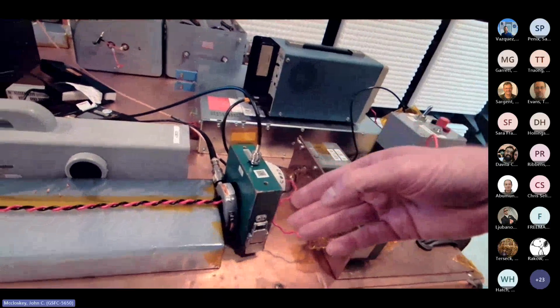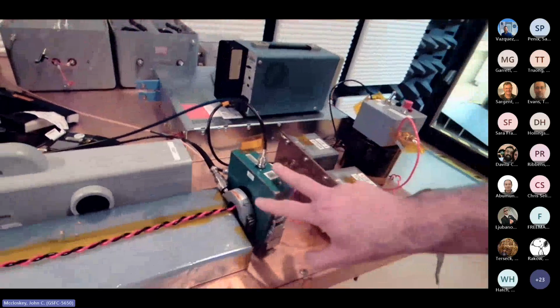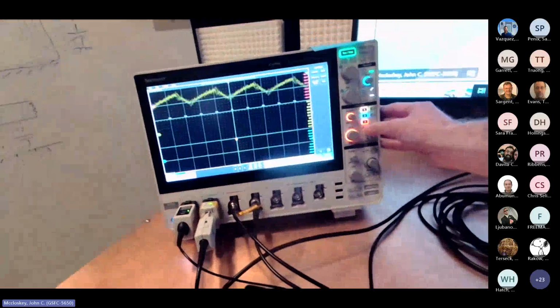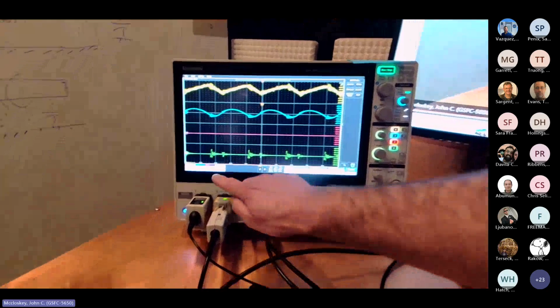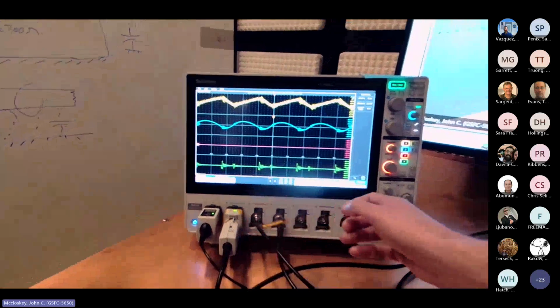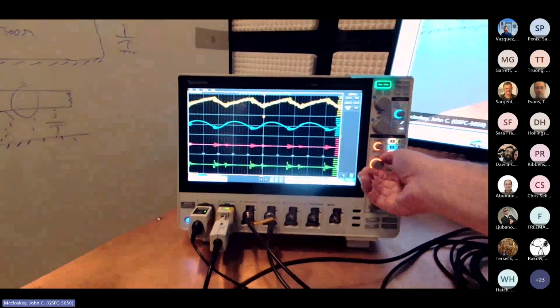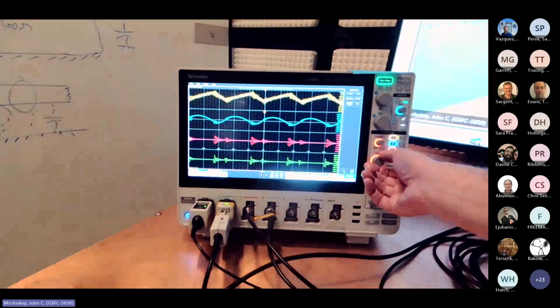You go beyond your test equipment's capabilities, you get nonsense, and that doesn't help anything. So looking at both of these current probes, and then we'll turn those channels on. Well, I did not get this one set up properly. But okay.